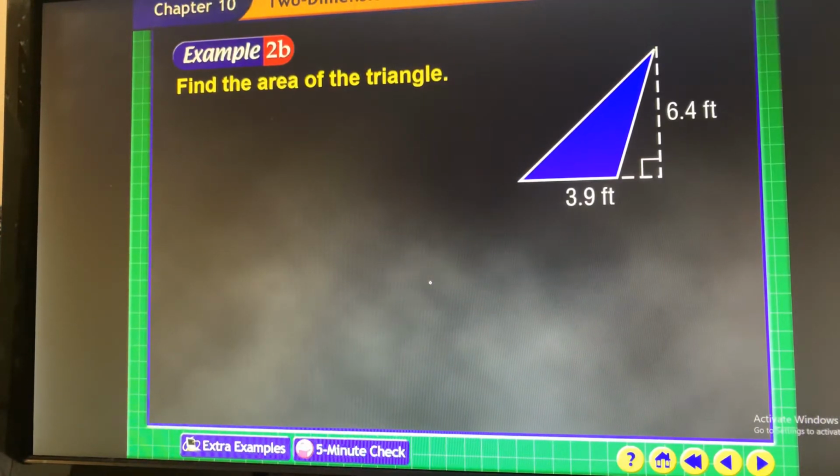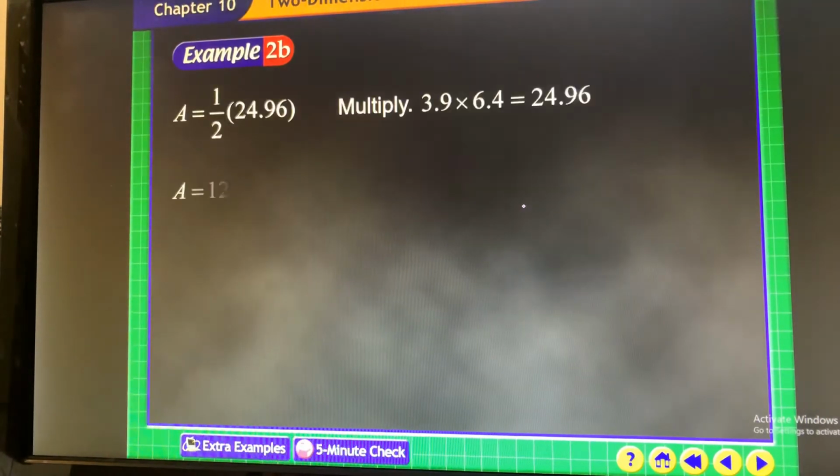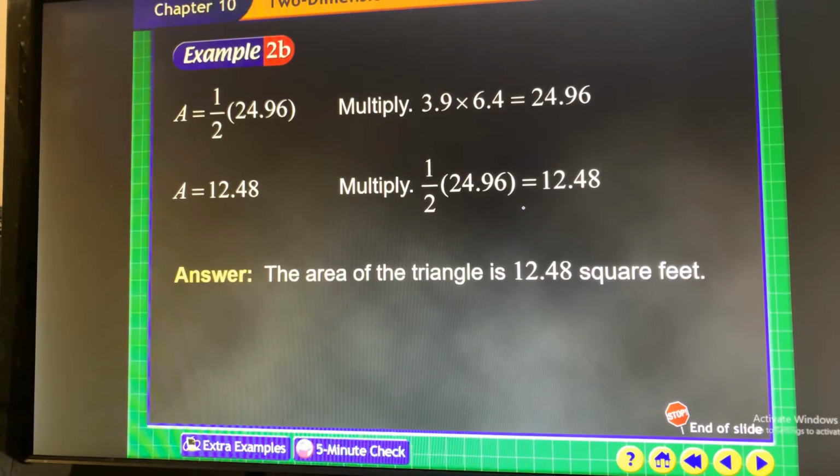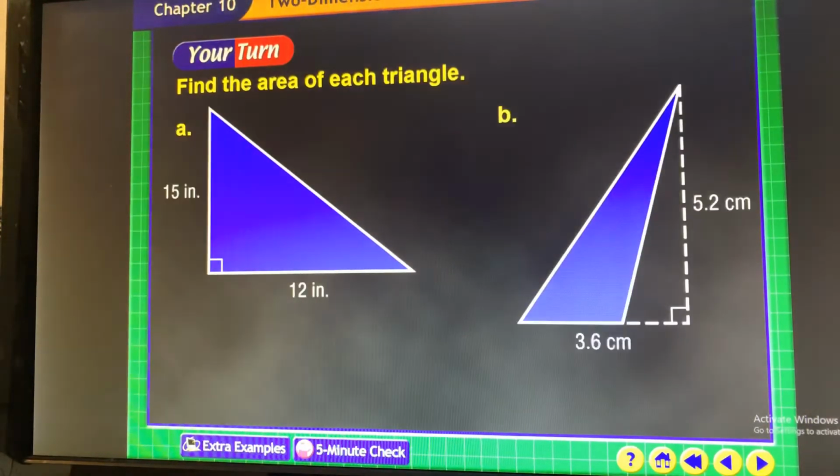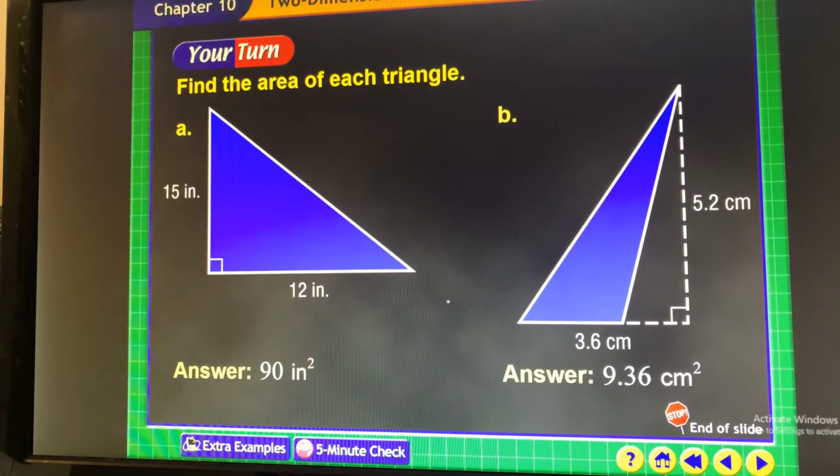This one, same thing. How do I know it's the base and the height? There's that 90-degree angle. It connects base and height. So it doesn't matter which one. Multiply those two together, divide it by 2, and you end up with 12 and 48/100 feet squared. And there we go again. This one is 15 times 12 inches squared. 3 and 6/10 times 5 and 2/10 centimeters squared. So there's your triangle. That's your parallelogram, base times height. Your triangle, base times height divided by 2.